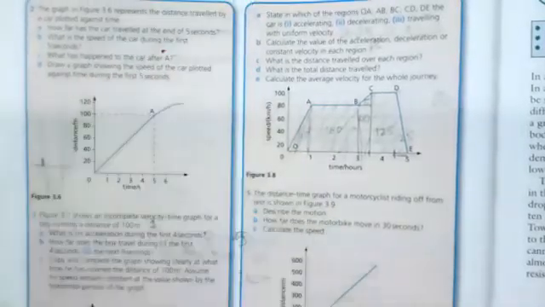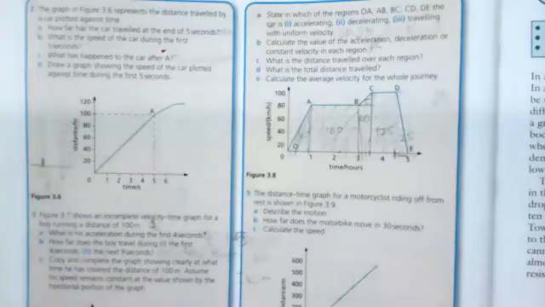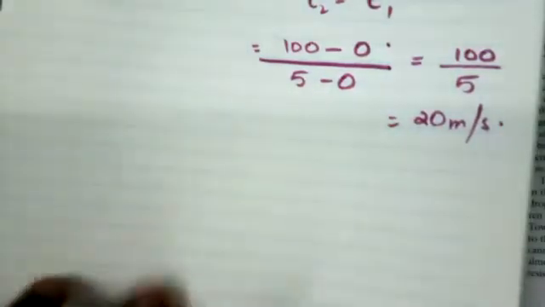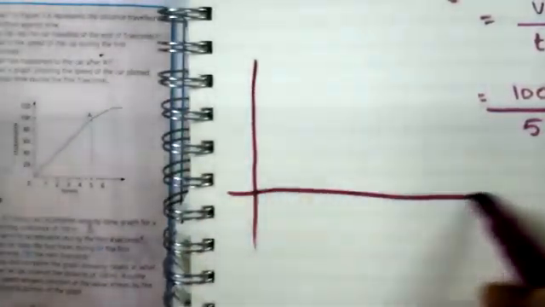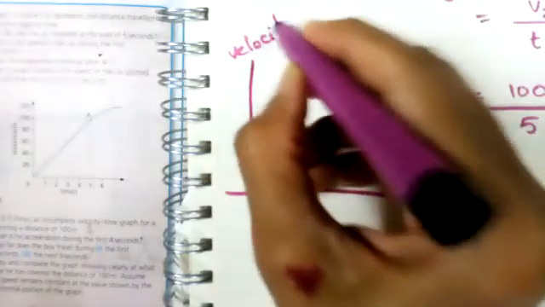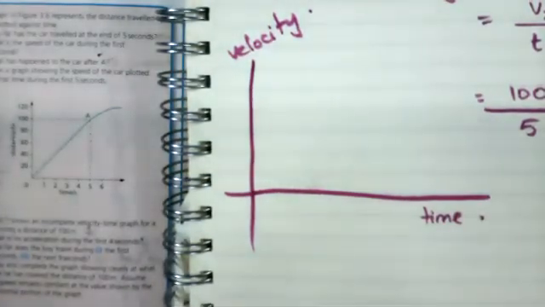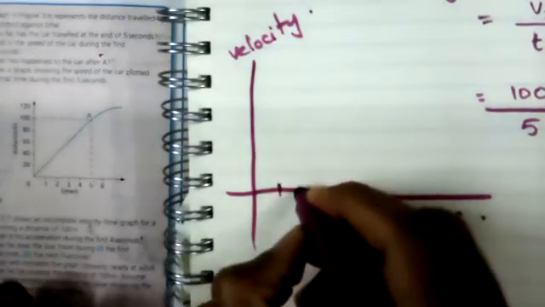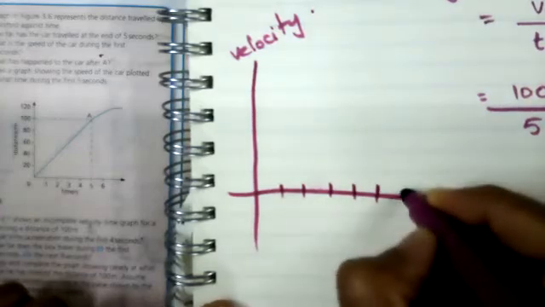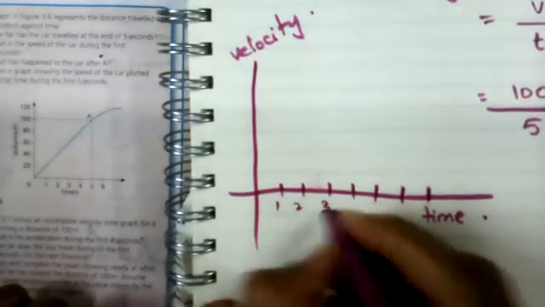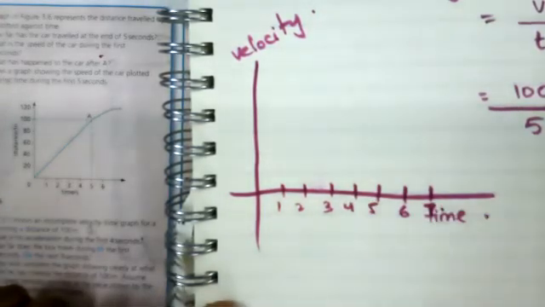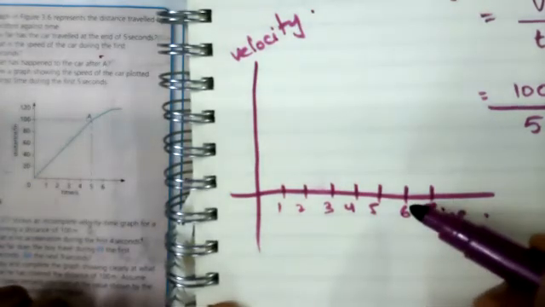Part D, draw a graph showing the speed of the car plotted against time during the first 5 seconds. So now if you are asked to plot a graph of velocity against time of the same car, I'll keep this graph here. Now we will plot a graph of velocity against time. What should it look like? It will be a straight line.